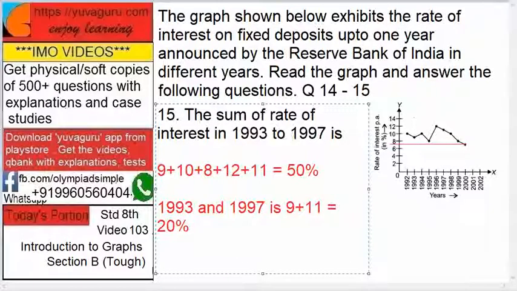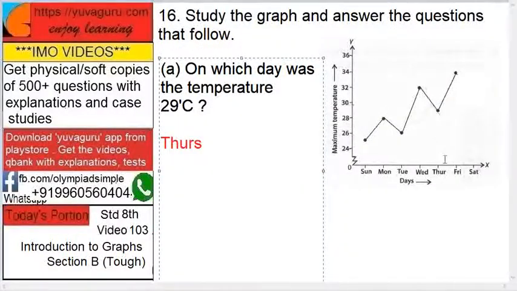Okay. Next, study the graph given and answer the questions given below. So this is the graph. Graph is in temperature on y-axis and days on x-axis. So these are the temperatures of various days given. Okay. So let's start. On which day was the temperature 29 degrees?